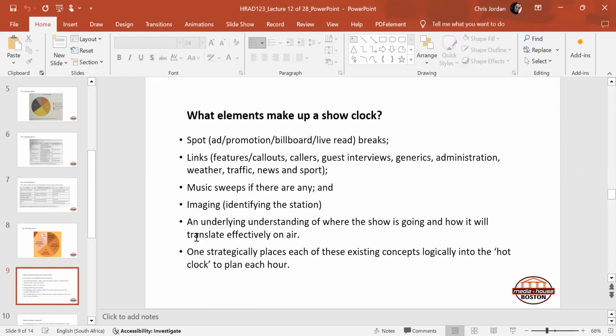Your approach to balancing out those different elements that are going to make up that clock, that hour, or those two or three hours individually, because each clock is different from the next, and approaching that strategically so that you can make them spend more time on your station, listening longer. One strategically places each of these existing concepts logically into the hot clock to plan each hour.